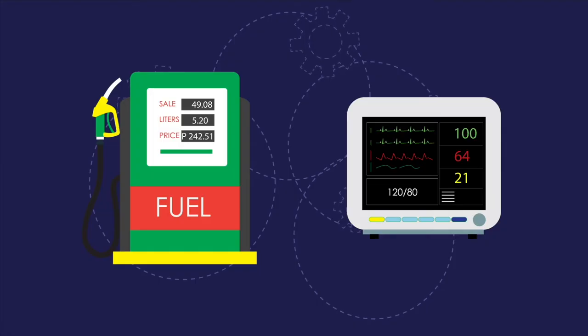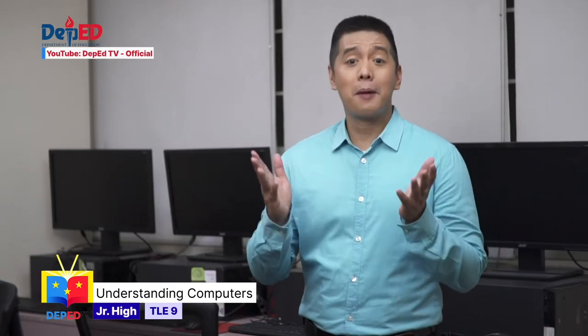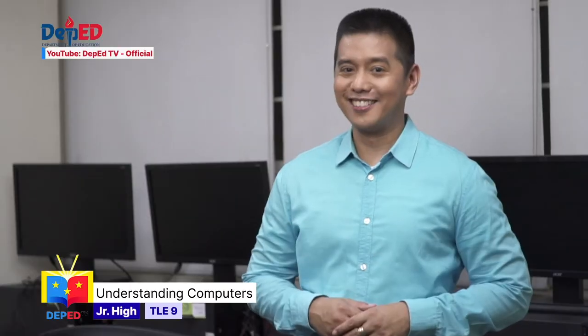These machines precisely monitor and measure a patient's blood pressure, temperature, heart and respiratory rate, and many others, converted into digital form. Students, now that we have discussed the three different types of computers based on the principles of operations, let's have a quick review. Can you help me identify whether the photos you will see on the screen is an analog, digital, or a hybrid type of computer?